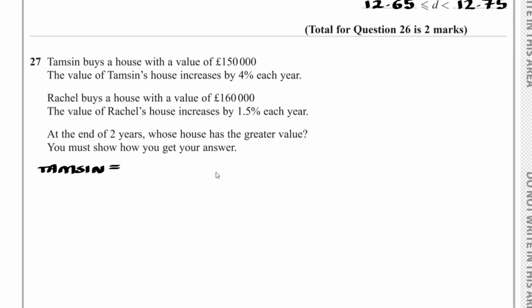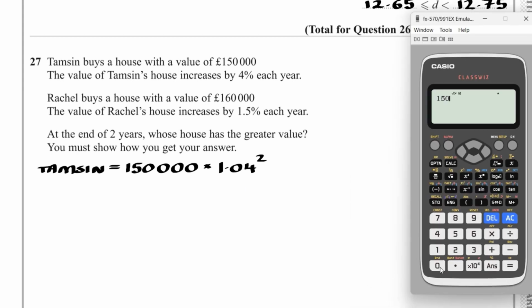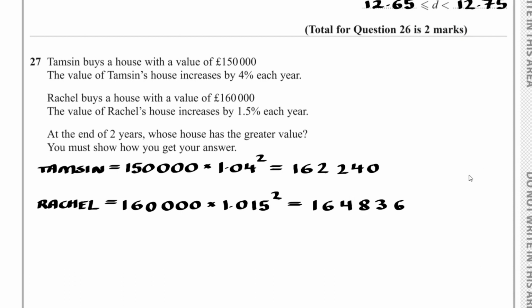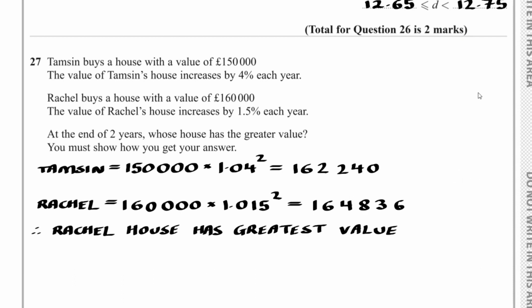So if I take a look at Tamsin's house, I've got this £150,000 and I multiply this by 1.04 squared. So if I work that out, the value of her house is £162,240. And if I take a look at Rachel's house, well, I've got this £160,000 and I multiply this by 1.015 squared. And if I work this out, I get £164,836, which means Rachel's house has the greater value.